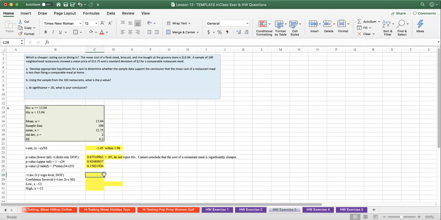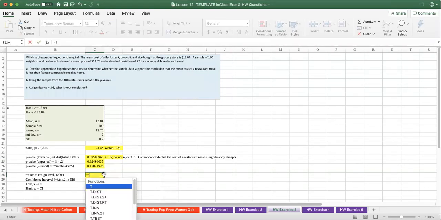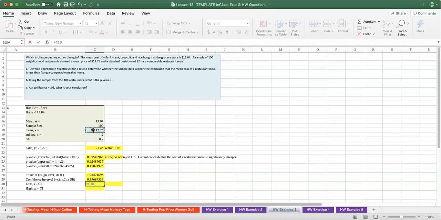Let's do this confidence interval. So that's equal T.INV.2T. And we got 0.05. And we got 99. Take that times standard error. And then you can take x and subtract that. And you can take x.